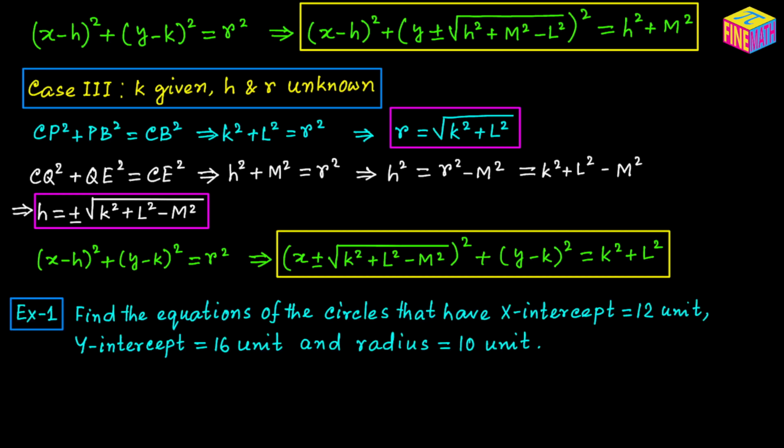The example says find the equations of the circles that have x-intercept equals 12 unit, y-intercept equals 16 unit, and radius equals 10 unit. And in this case, since only the radius has been provided, obviously there will be 4 possibilities, right? So the answer should include 4 possible equations.